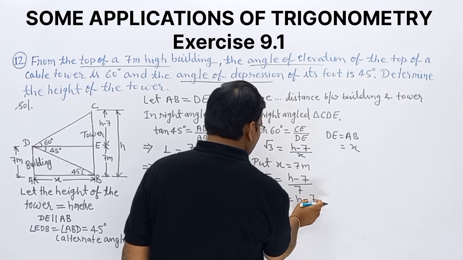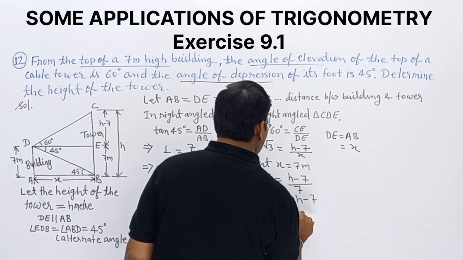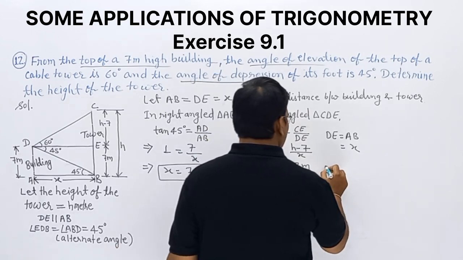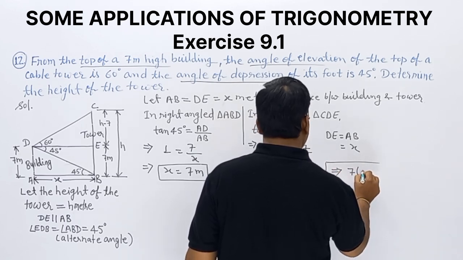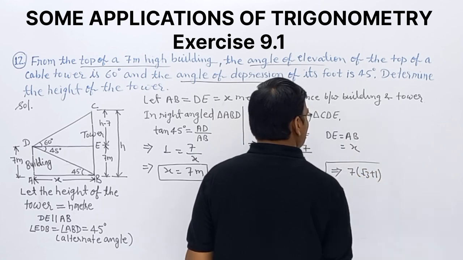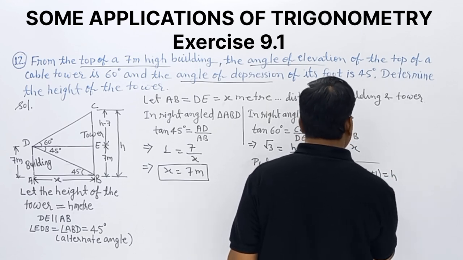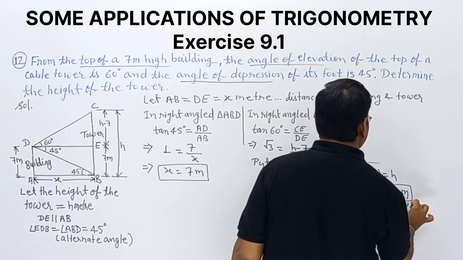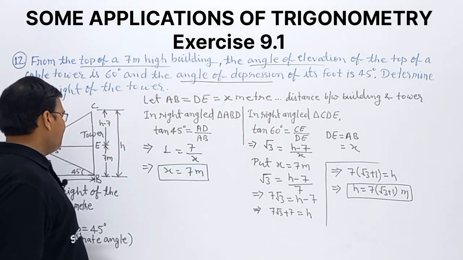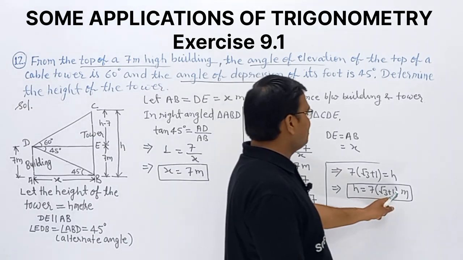So we transpose this number to the left. Then 7 square root of 3 plus 7 equals h. Taking 7 common, we get 7 times square root of 3 plus 1 equals h. Interchanging sides, h equals 7 into square root of 3 plus 1 meters, and this is the required result. Clear? h is the height of the tower.